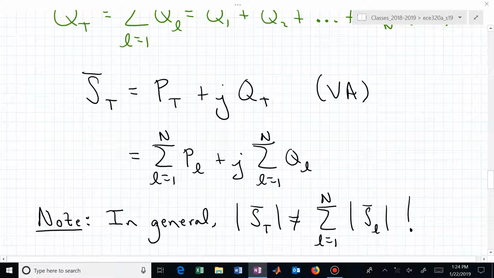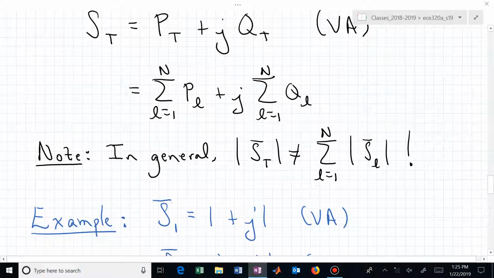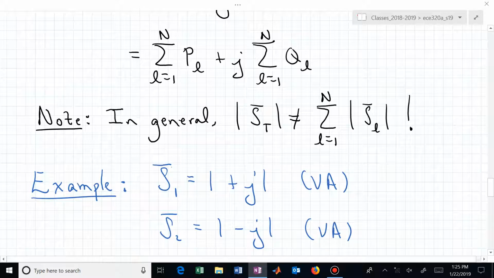In general, maybe it's not clear from what I've said, but in the next little example, I hope it becomes clear. In general, we can't just add up the apparent powers in each of these individual loads and hope to have that be equal to the apparent power of the total complex power. To see that, let's just look at a somewhat contrived example, but it's illustrative of what I want to do.